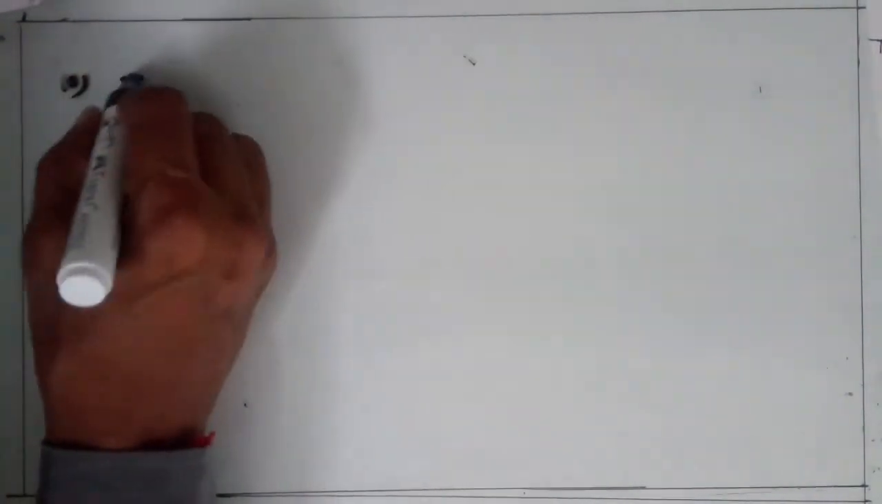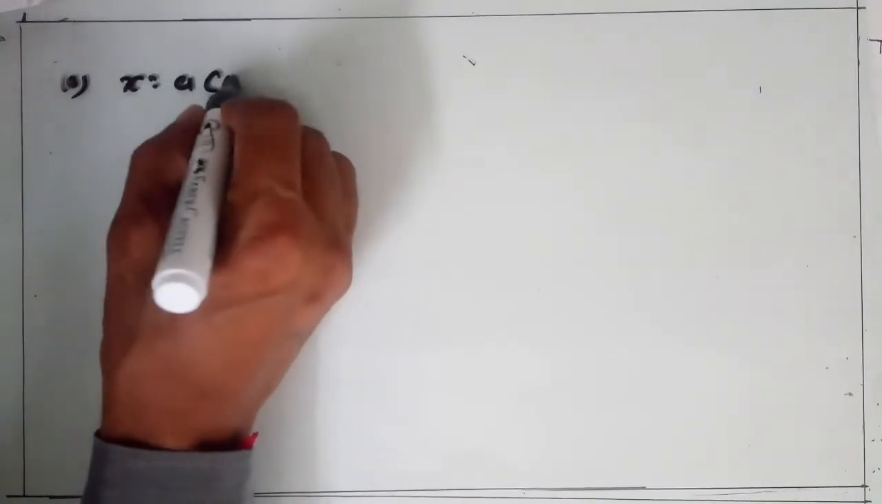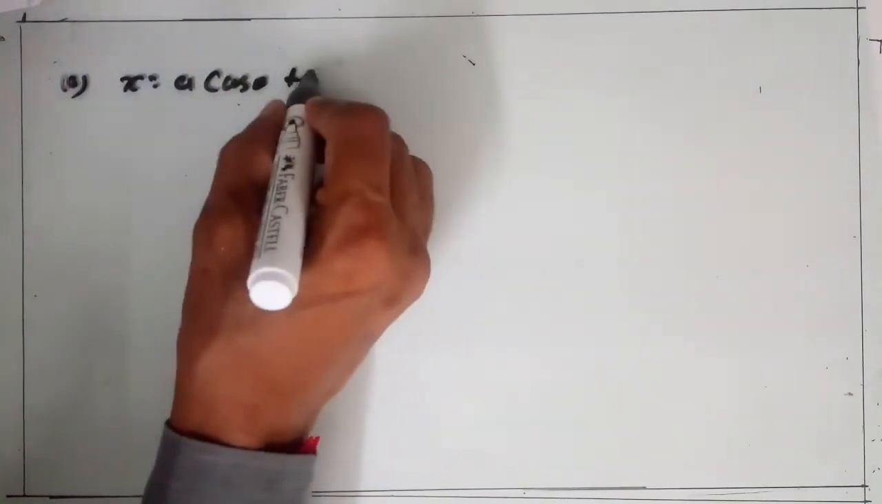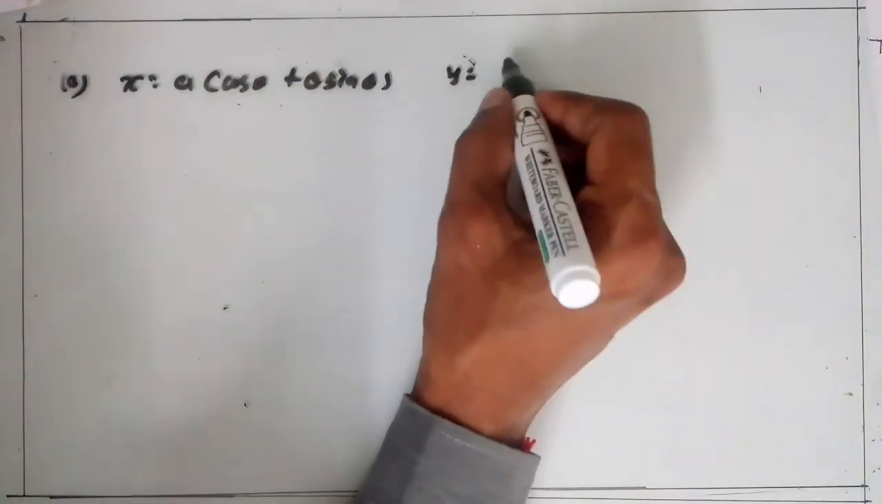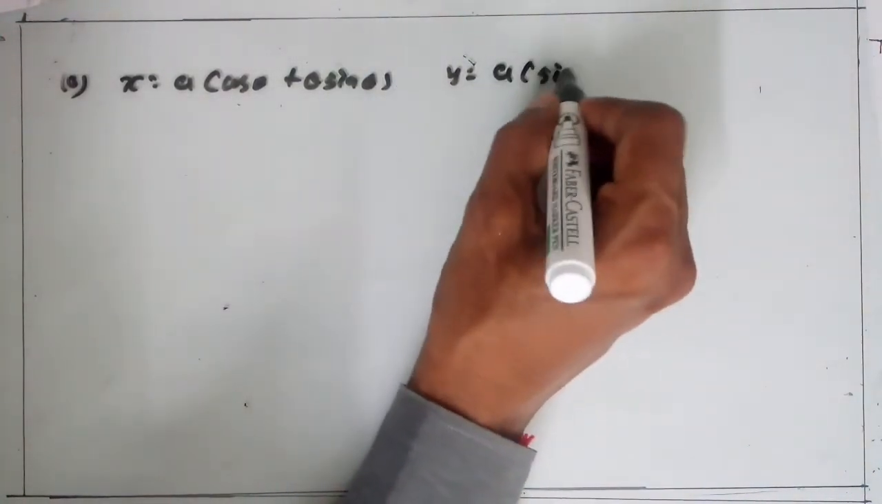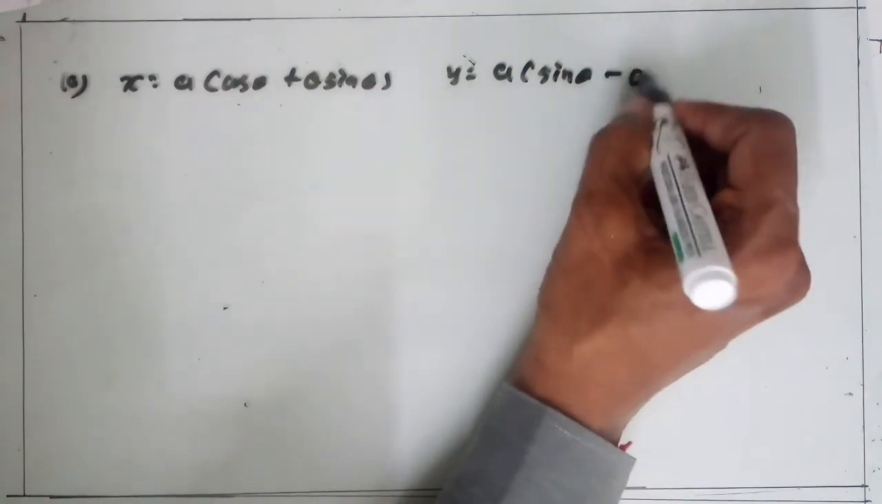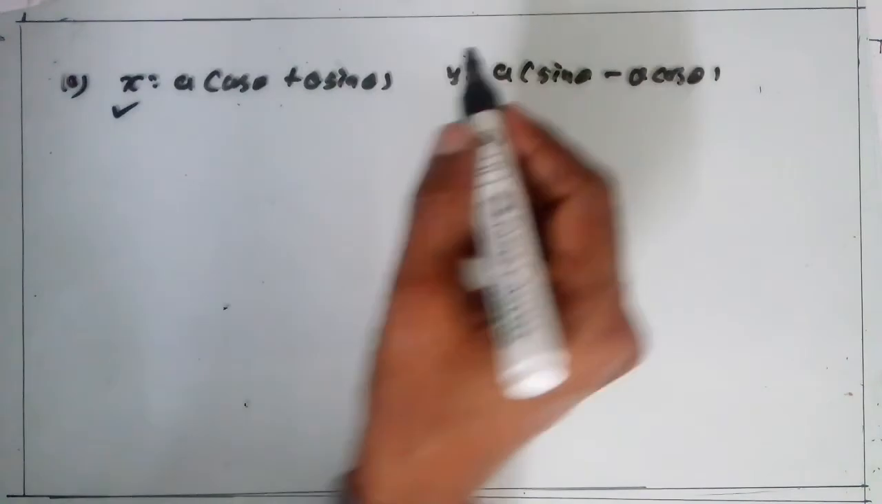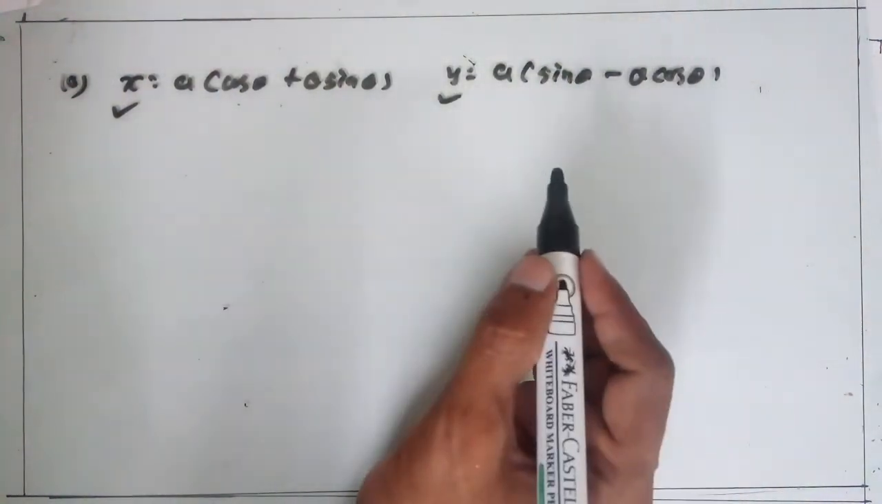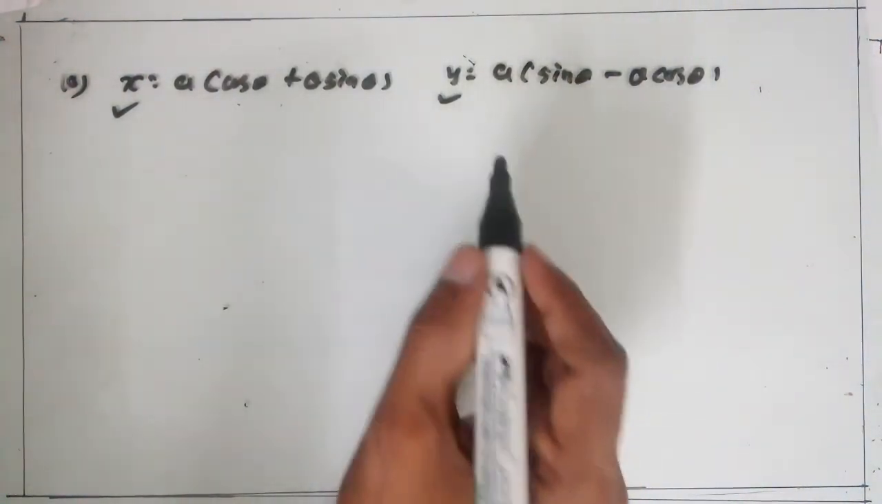Applying the same, we solve question number 10. x is equal to a cos theta plus theta sin theta and y is equal to a sin theta minus theta cos theta. First we get derivative of x with respect to theta, derivative of y with respect to theta, and get dy dx.